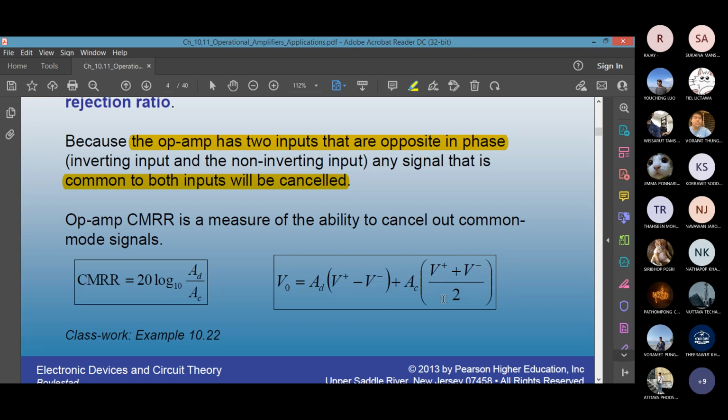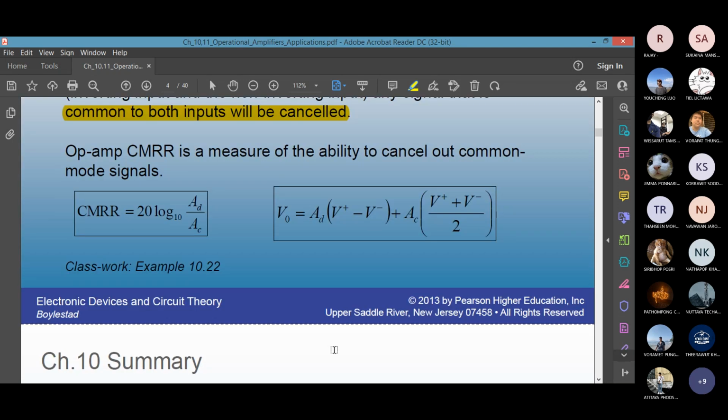You have the common mode rejection ratio, you have differential gain, you have some voltages, but you have one unknown parameter which you have to find out. Later on, we'll do some examples where you can see how the CMRR problems are solved.